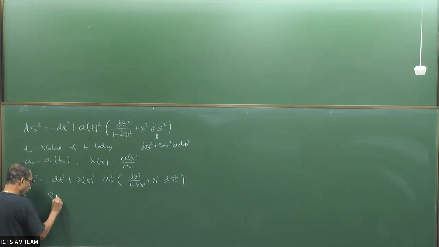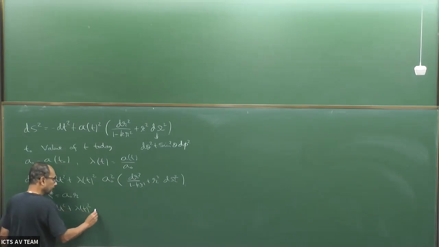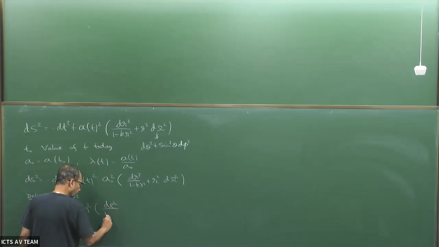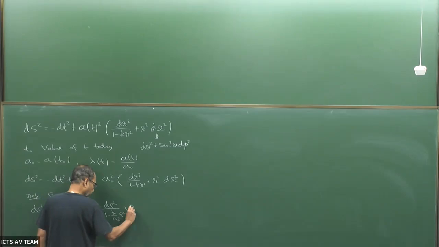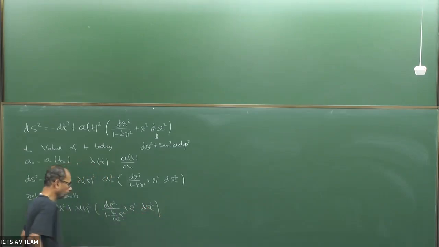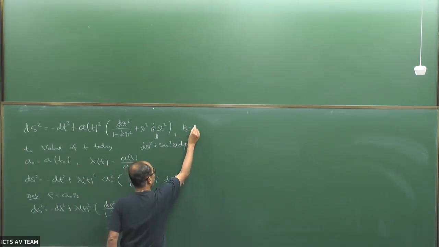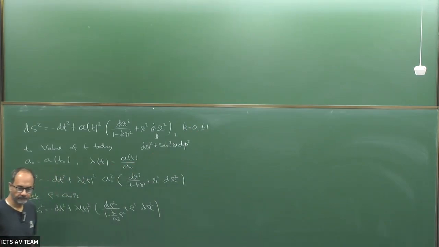and now if we define a new coordinate, rho is a naught times r. Then we can write the metric as minus dt square plus lambda of t square times d rho square on 1 minus k over a naught square rho square plus rho square d omega square. Here I should have written that k is 0 or plus minus 1, right? That's what we had said. Is this clear?